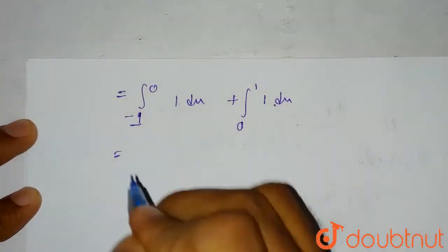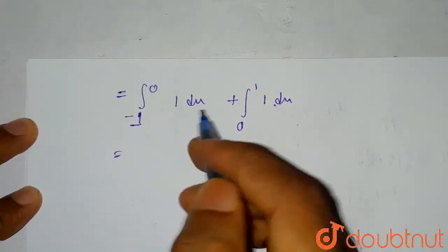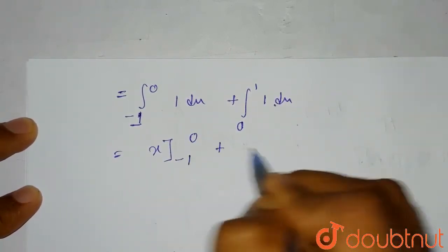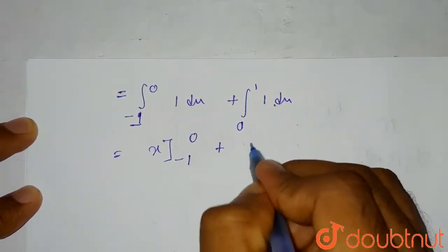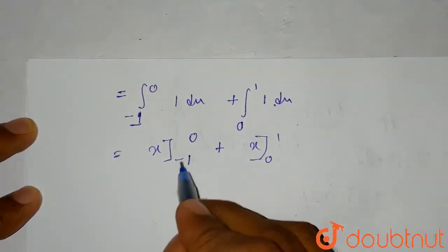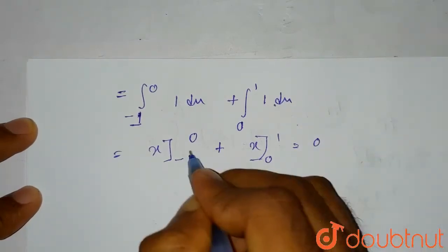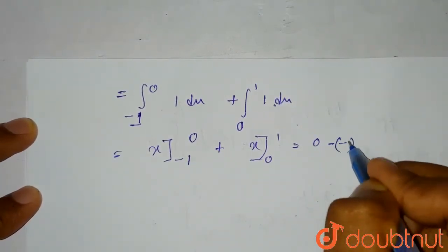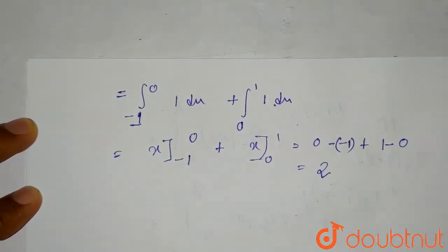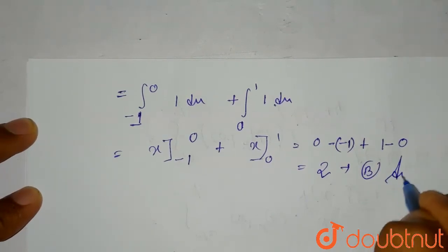So from here, the integration of dx will be x from -1 to 0, plus x again from the limit 0 to 1. Now if we put the values, it will be 0 minus the lower limit, that means minus of -1, plus 1 minus 0. So ultimately the value will be 2. So this is our option B, and this is the required solution of this question.